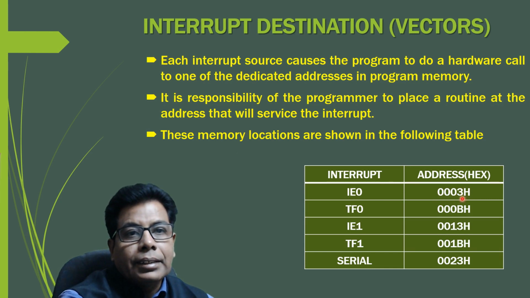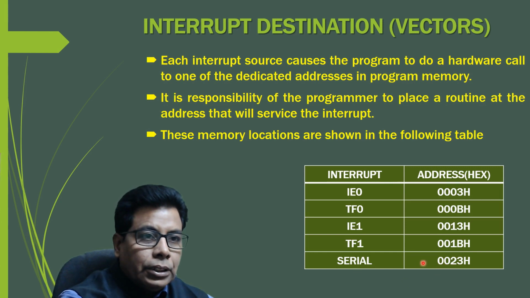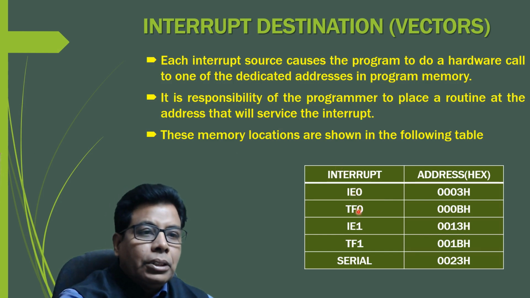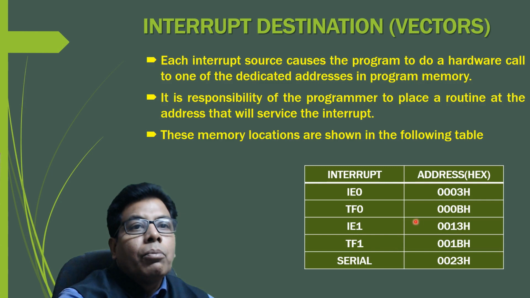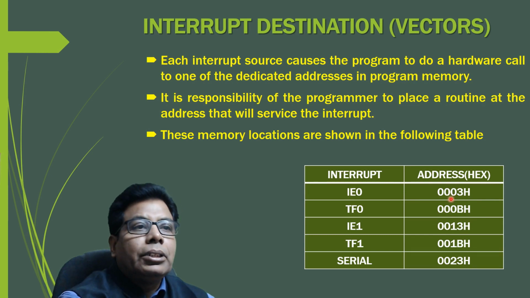IE0, the address is 0003H, hexadecimal address. Then TF0, it is 000BH. IE1, it is 0013H. TF1, it is 001BH, and for the serial interrupt the address is 0023H. So whenever we want to use these interrupts, we'll have to put the interrupt service routine at these locations. These are the locations where we'll have to place the routine so that we can service the interrupts.